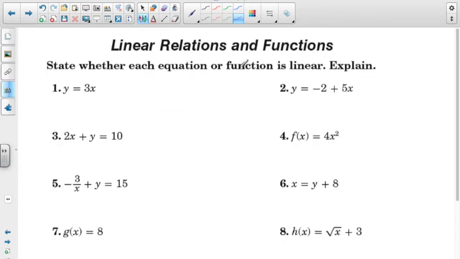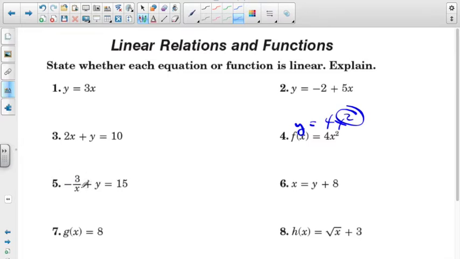Okay, state whether it's a linear function. Yes, y is equal to 3x, that's fine. y is equal to -2 plus 5x, that's fine. 2x plus y is equal to 10, that's okay. f of x is equal to 4x squared. Think of this as y is equal to 4x squared. We know it's not going to be linear because of the x squared.